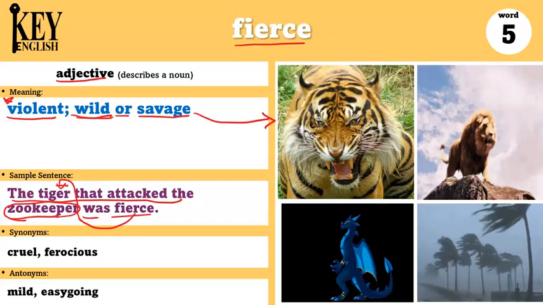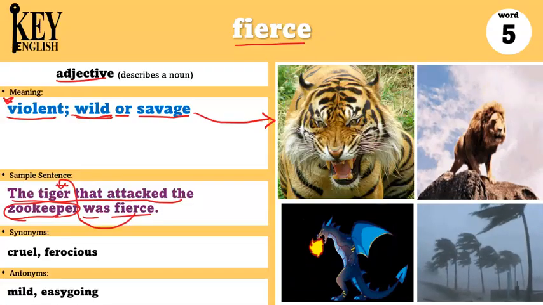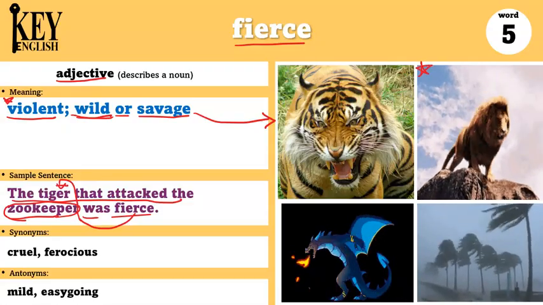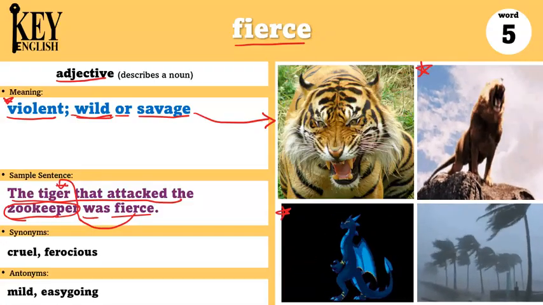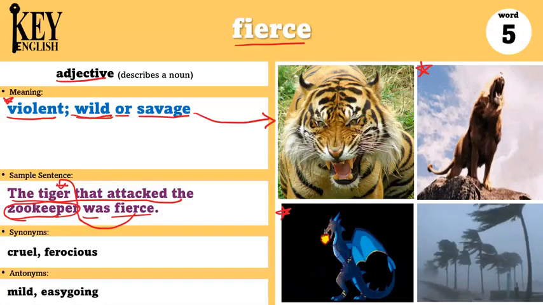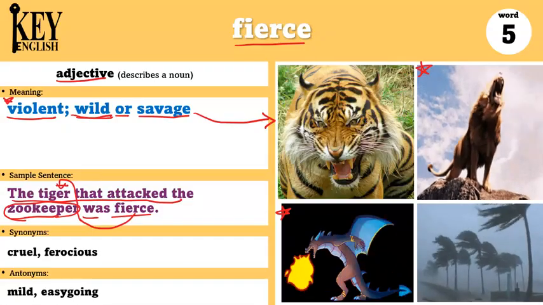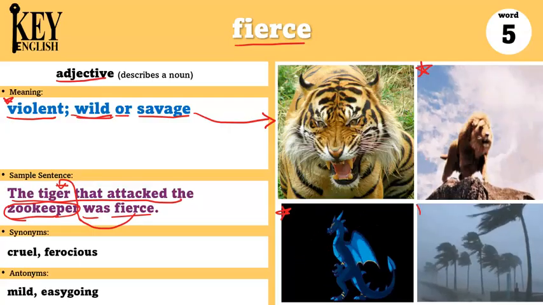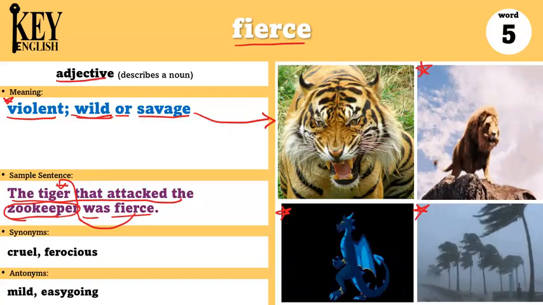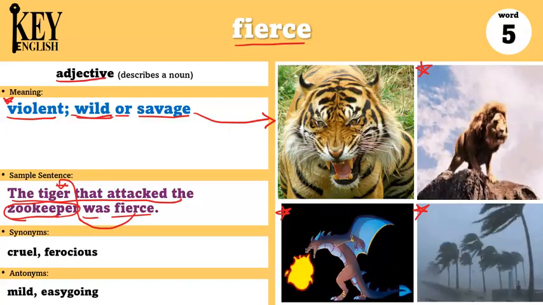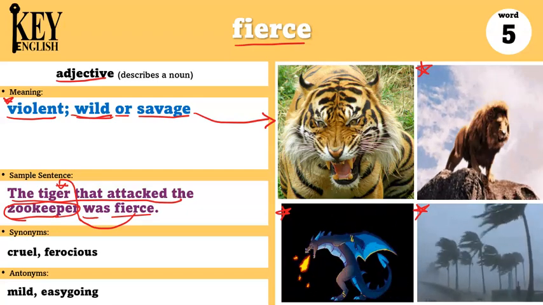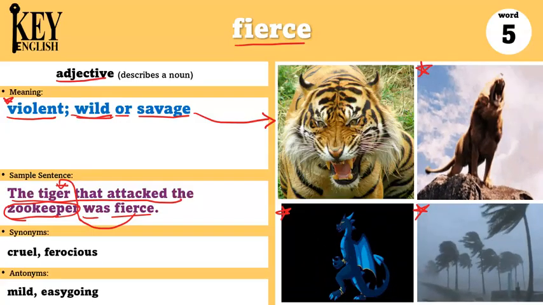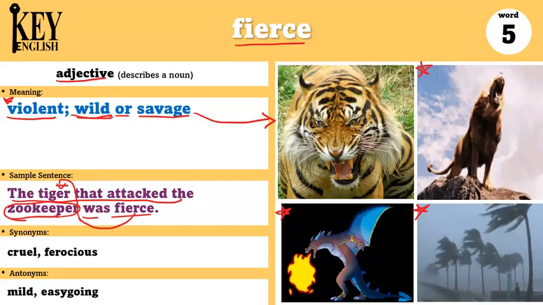We often use this word to describe wild animals like tigers or lions. You can also use it to describe something like a dragon. I can say, the fierce dragon was breathing fire on the kingdom. Or we can even use fierce to describe very strong things like a hurricane or very bad storm. I can say, the fierce wind almost made the trees fall down.